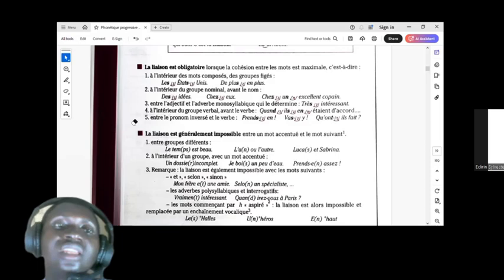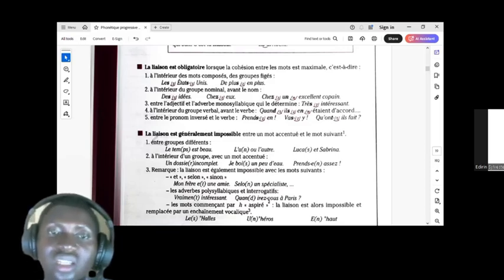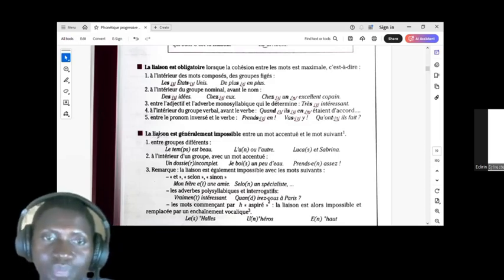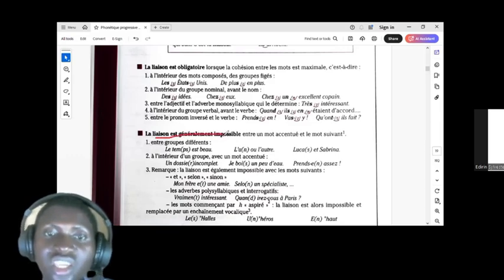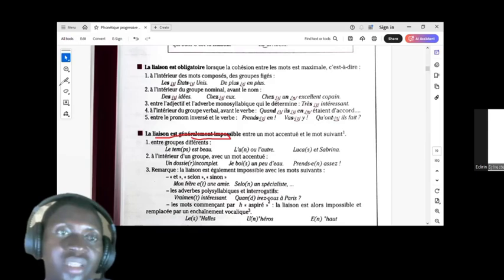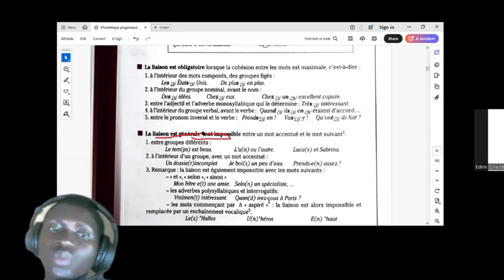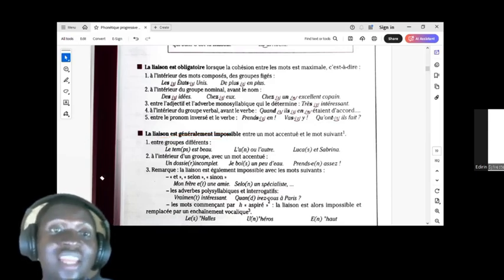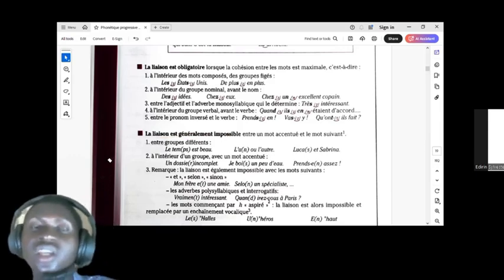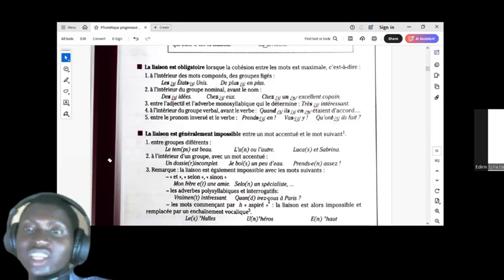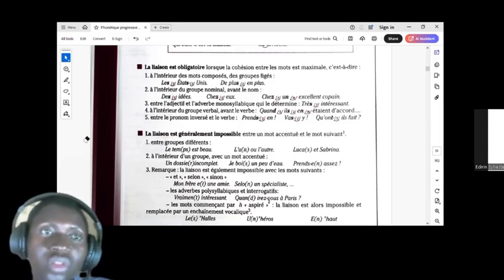Then we have what we call liaison interdite or liaison impossible. In this case, you don't put liaison. That's the meaning. You don't put liaison. But most people try to, in Nigerian pidgin for example, they say ovasabi. So they try to do more, but they can't put liaison there. That would be wrong. Look at the examples we have in front of us now on the screen.